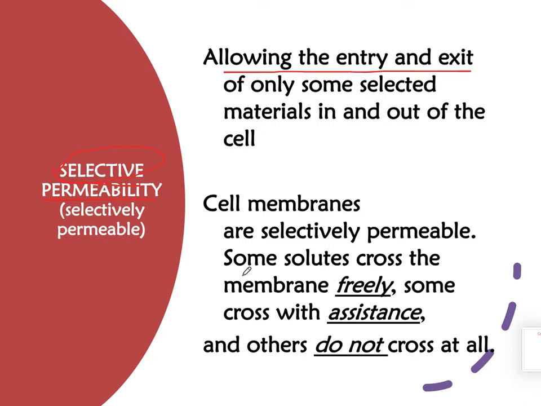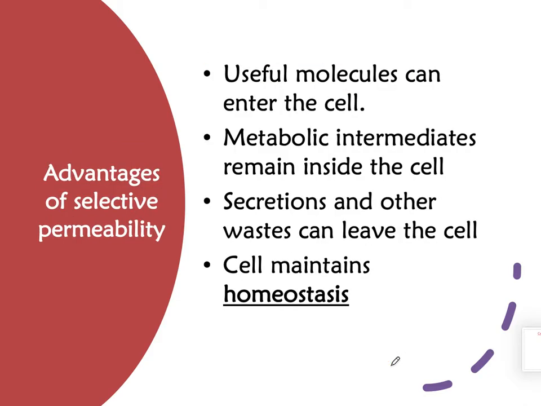Now in this selection, a few are always welcome, like certain solutes cross the membrane freely, while some can cross with assistance and others cannot cross at all, right? So there are three categories of solutes and solvents which can cross the cell membrane. Now useful molecules can enter the cell. This is the very prime rule. Whatever is required can come in.